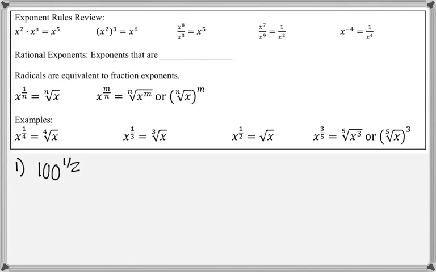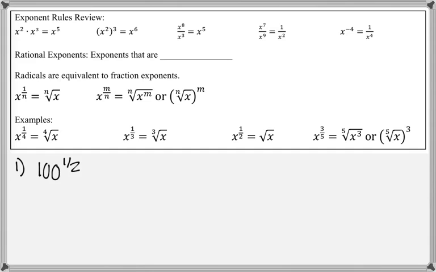Section 8.3 is on rational exponents. But before we talk about rational exponents, let's quickly review our previous exponent rules. So x squared times x to the 3 is x to the 5th. X squared raised to the 3 is x to the 6th. So when you're multiplying like terms, you add the exponents.